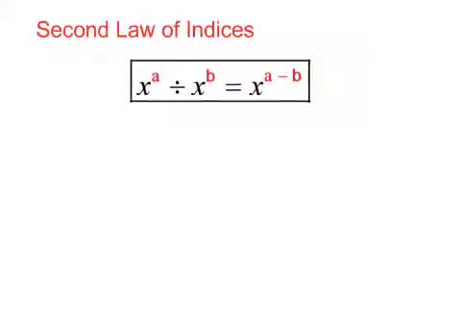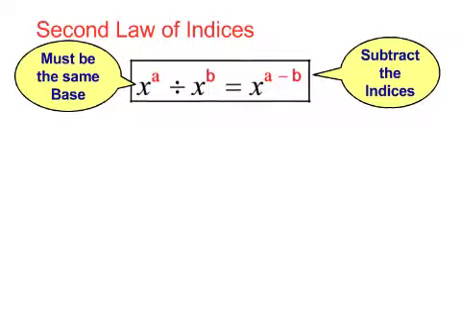Now let's look at the second law of indices. X to the a divided by x to the b is the same as x to the a minus b. A couple of things to notice here. The bases must be the same. And when the bases are the same and we're dividing terms, we subtract the indices.